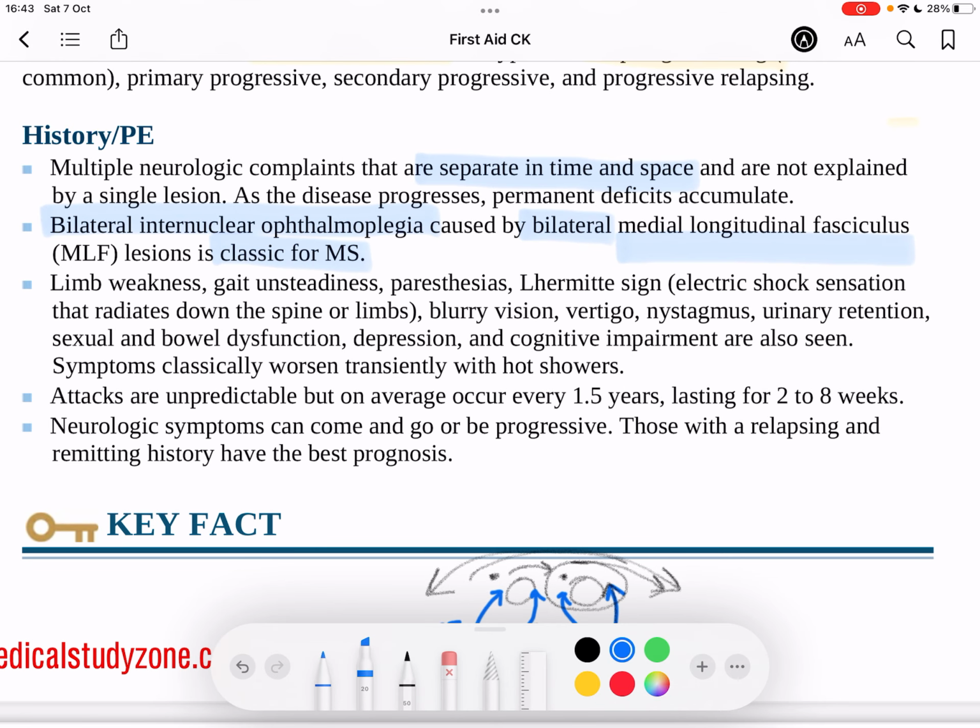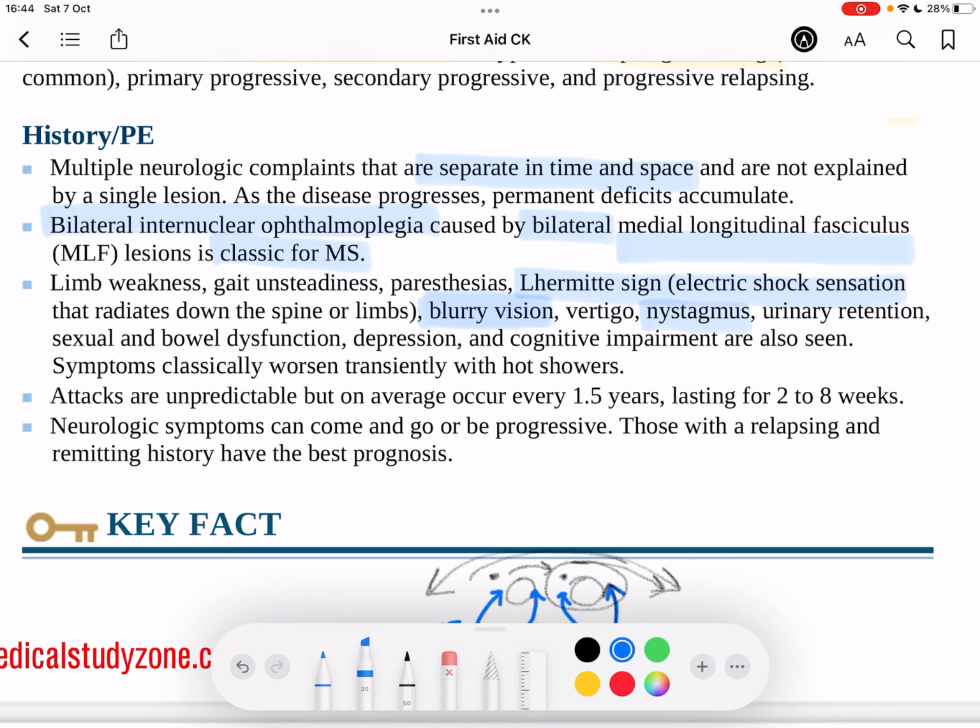Some other signs and symptoms that we can see are limb weakness, unsteady gait, so some ataxic signs, paresthesia, Lhermitte sign, which is an electric shock-like sensation running down the spine and the limbs. It's almost a sciatic-like pain. Blurry vision can be associated with optic neuritis. This is also very common in MS. This is a painful blurring of the vision, whereas a retinal artery occlusion would be a painless vision loss in one eye. Patients may also have vertigo, nystagmus, urinary retention, and sexual and bowel dysfunction is very common as well.